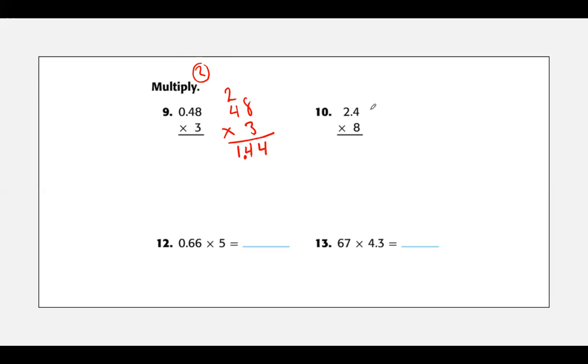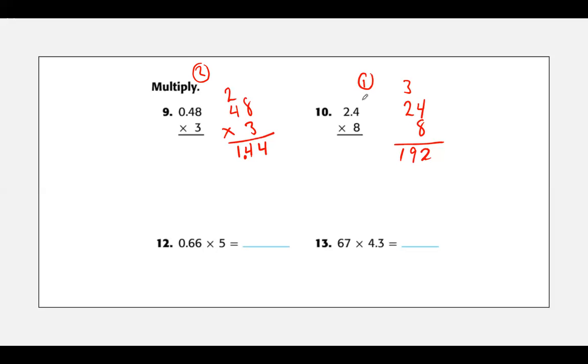Okay, so now here, how many numbers do I have after the decimal point? I have 1. Again, if you want to rewrite it to make it look prettier, you can. So now we have 8 times 4 is, I hope you said, 32. 8 times 2 is 16, plus 3 is 19. Now I have to put my decimal point back in again.